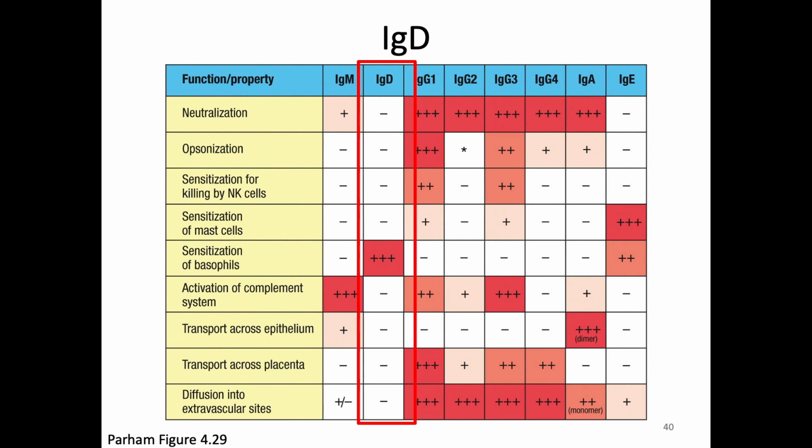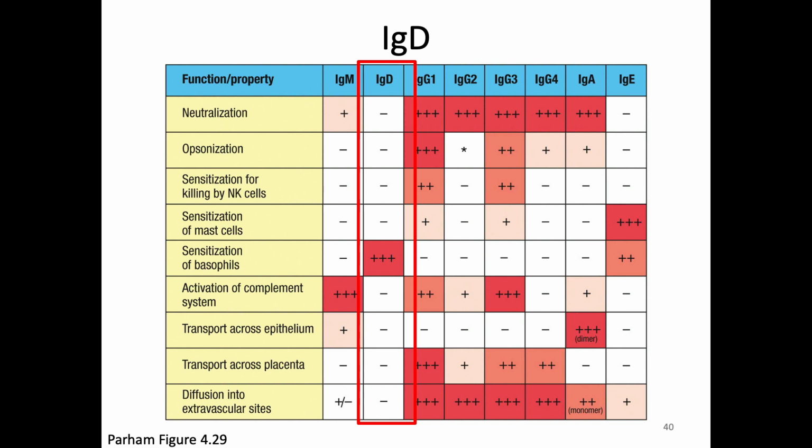We have since discovered a function for IgD. And so this is actually the table from your textbook about IgD. So what is the function of IgD according to this textbook? According to your textbook, according to current immunology? Yeah, Josh. It seems to be activating basophils, and that's sort of the unique function.